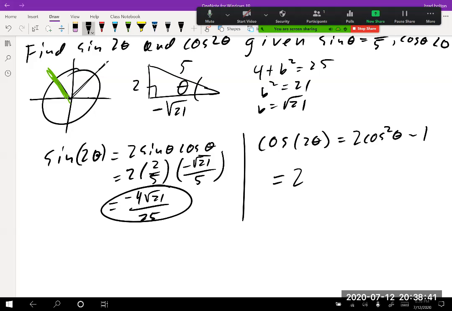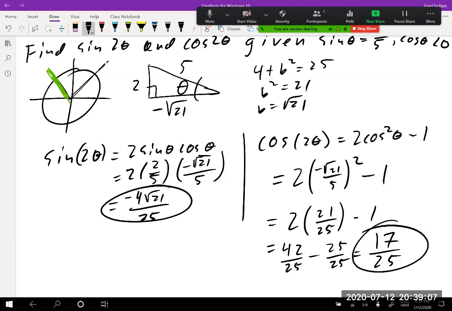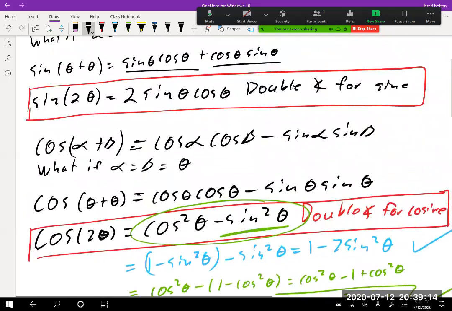So this is going to be 2, and then we know that the cosine is negative square root 21 over 5 squared minus 1. So this is going to be 2 times 21 over 25 minus 1. So that's going to be 42 over 25 minus, now 1 we can convert to 25 over 25. So that would become 17 over 25? There we go. Yeah, that sounds a lot better. That's more like it. Okay. You know what? Let me add the double angle.